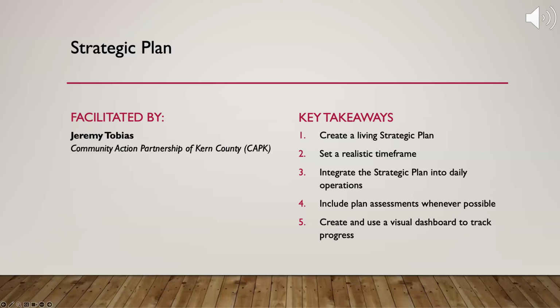This webinar was all about creating a strategic plan that's more than just a document. It needs to be a living, breathing roadmap for your agency's future. I like that. And Jeremy shared how Kern's strategic plan uses a 4-year cycle instead of the traditional 5-year approach.